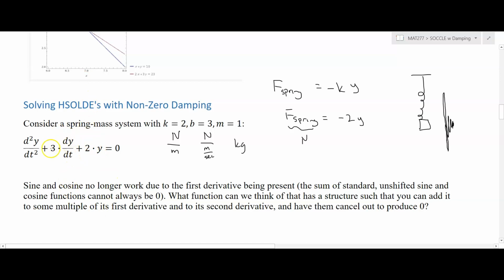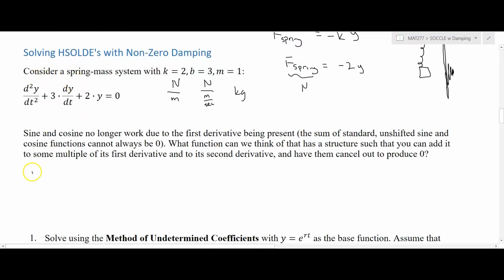Now, unfortunately for us, because now we have this middle term in here, sine and cosine don't work. And the reason these won't work is because, for example, if we said y1, our initial guess is of the form y1 equals sine of some constant times t. Even if we didn't know what that constant was going to be, we could say y1 prime equals b cosine of bt, and y1 double prime is equal to -b squared sine of bt.